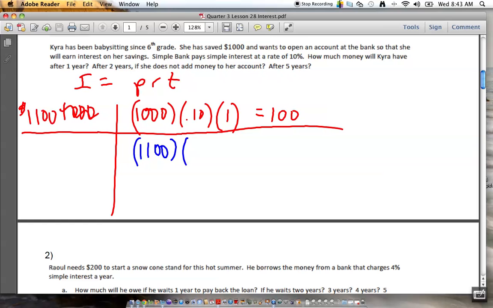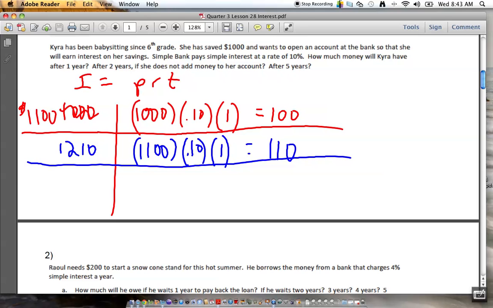The interest rate stays the same, it's 0.10. This time I leave it in for another year. What is 1,100 times 0.1 times 1? 110, good. Then I take that 110 and I add it to the 1,100 that was in there at the start of the year, and I get $1,210. So that's how much she would have in there after 2 years.